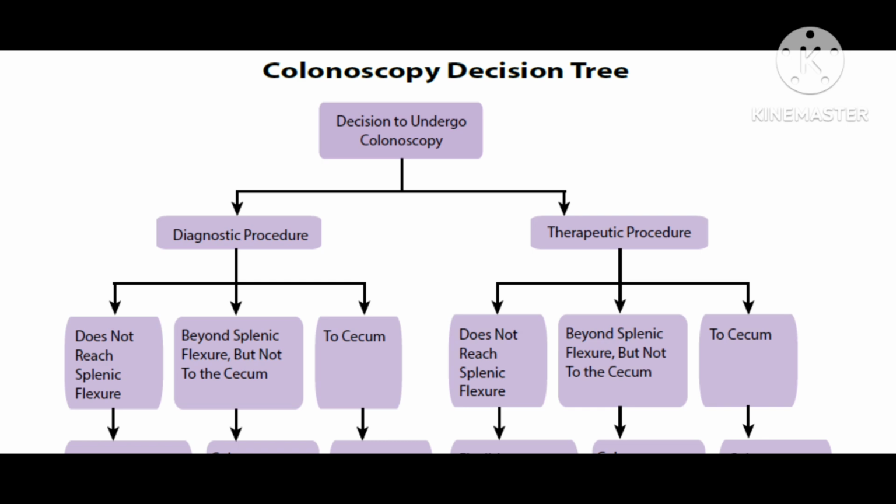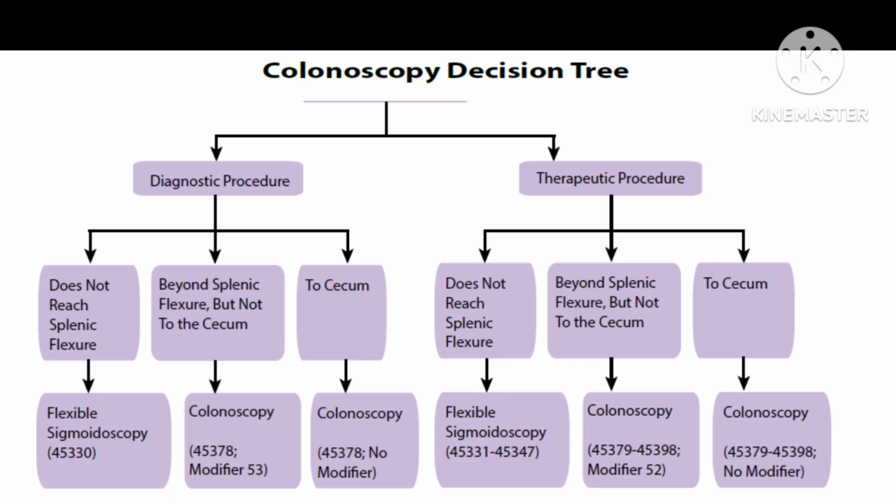First, let us see the guidelines for diagnostic procedures. If it is a diagnostic procedure and the scope does not reach the splenic flexure, how will it be considered? It will be considered as a sigmoidoscopy. It will not be considered as colonoscopy, it will be considered as sigmoidoscopy. And for a diagnostic sigmoidoscopy procedure, we will be using the code 45330. So now we'll move to the next point.